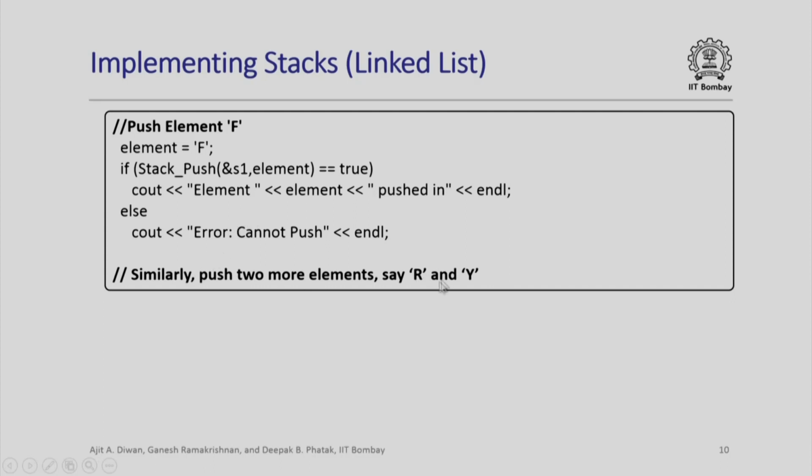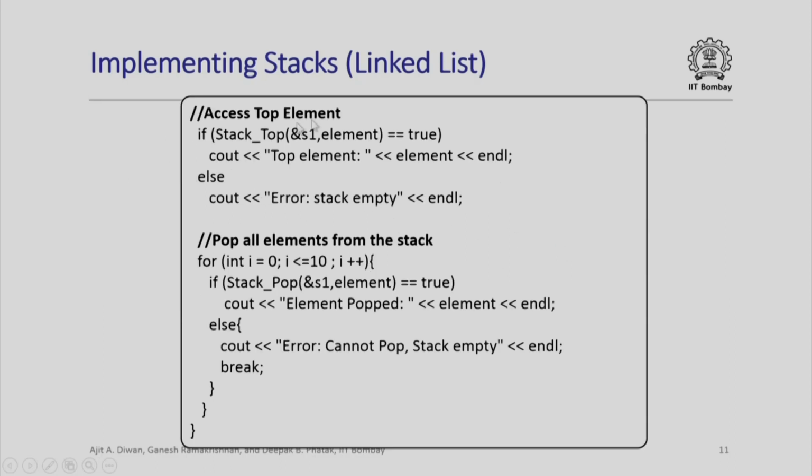We similarly push two more elements, say R and Y, in the stack. We continue with our main program. To access the top element, we use exactly the same code, and it will return the top element to us. We pop all elements from the stack. Again, an artificial iteration running up to 10 elements is written here. We know that the stack does not have 10 elements, it has 3 elements, but the operation stack pop will actually pop the first element, in the next iteration the next element, the third element, and so on. When the stack is empty, it will say cannot pop and come out.